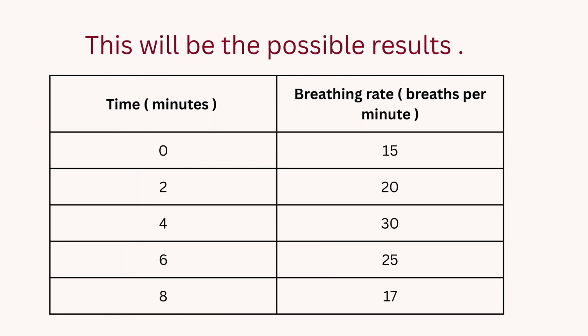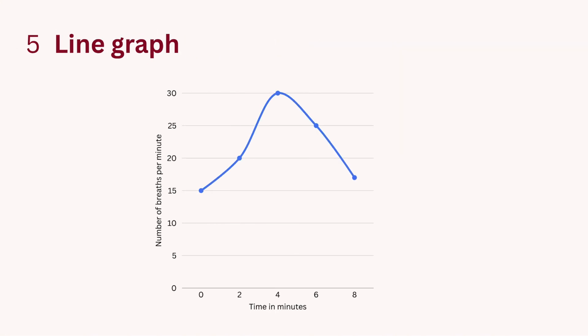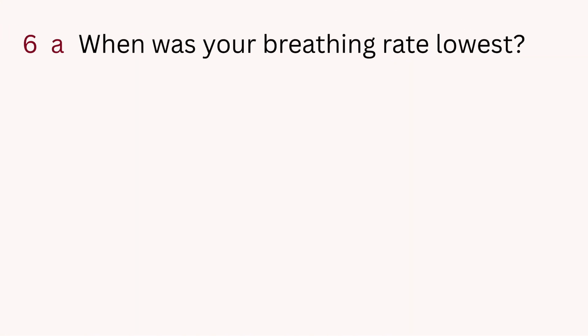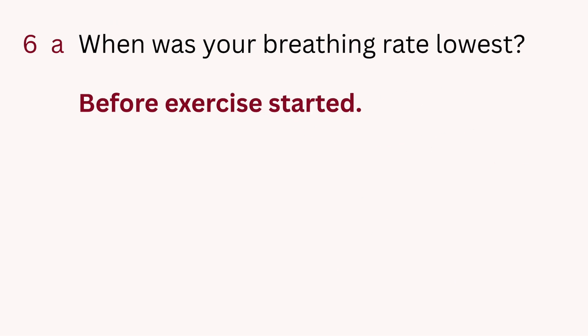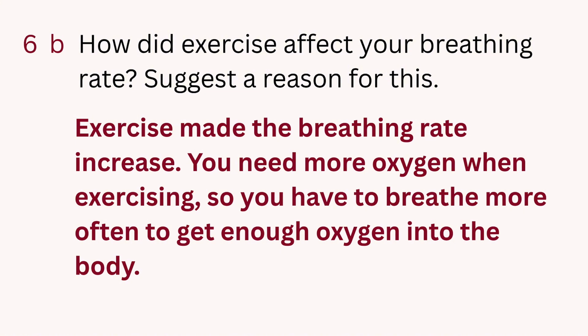So, this will be the possible results. And number 5, draw a line graph of your breathing rate. Number 6A, when was your breathing rate lowest? Before exercise started. Number 6B, how did exercise affect your breathing rate? Suggest a reason for this. Exercise made the breathing rate increase. You need more oxygen when exercising, so you have to breathe more often to get enough oxygen into the body.